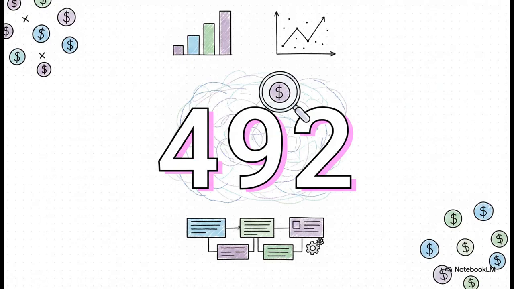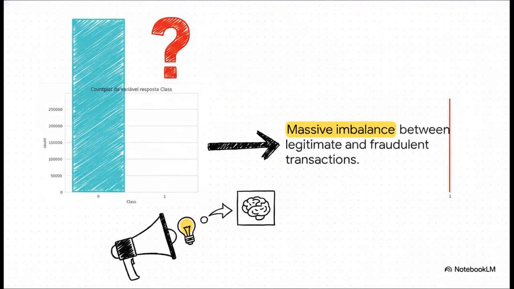And this number brilliantly illustrates just how tiny that needle actually is. 492. In the raw dataset we're looking at today, which was provided by Kaggle and analyzed by researchers in a Google Cloud environment, out of over 284,000 total transactions, there were only 492 instances of actual fraud. You can see the visual impact of this massive class imbalance right away.